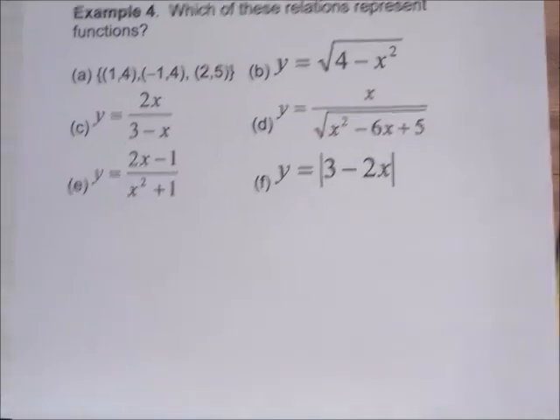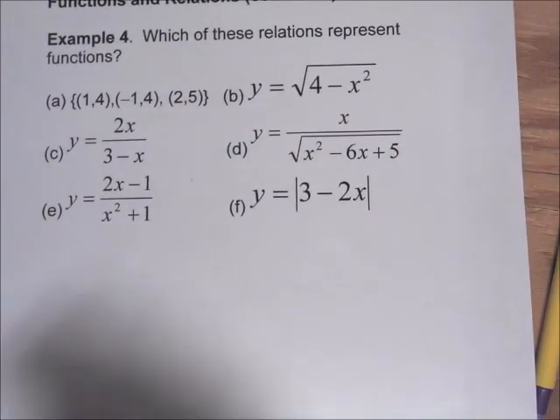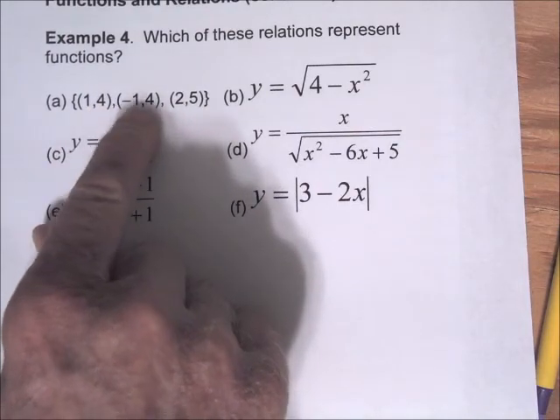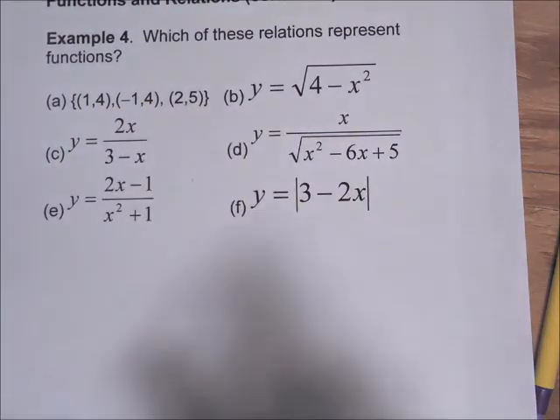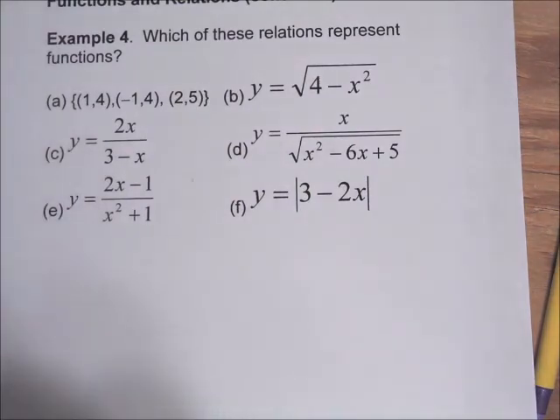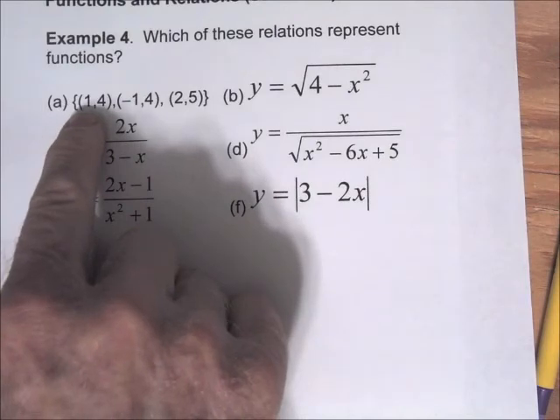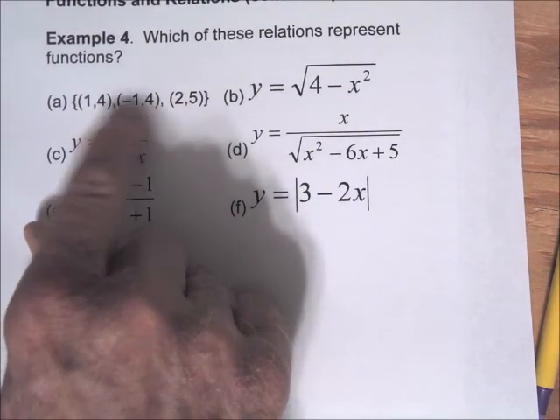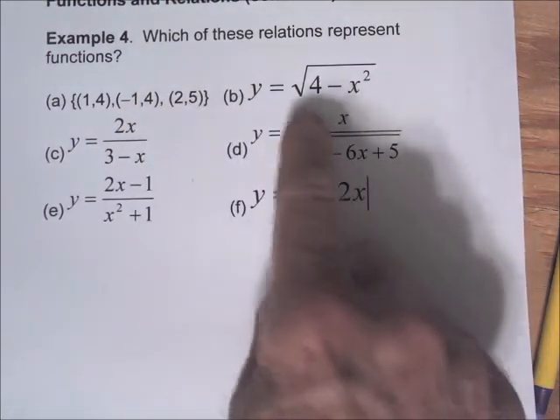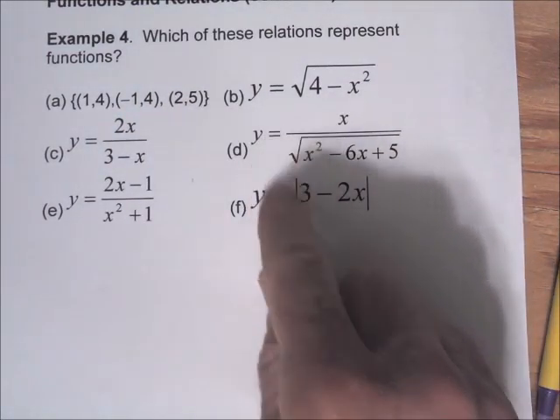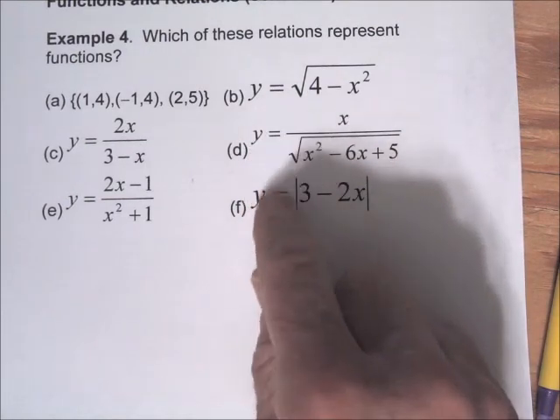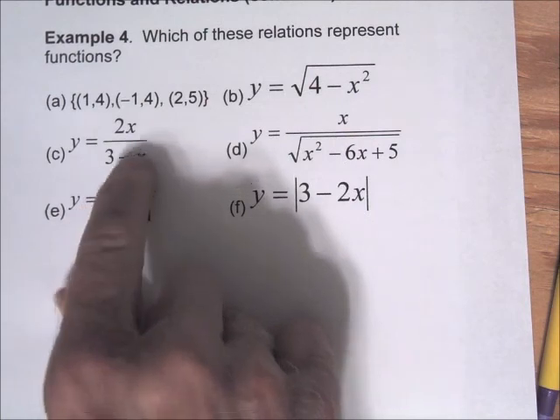Okay, so which of these relations represents functions? We have one that's defined by a set of ordered pairs, 1, 4, negative 1, 4, 2, 5. The other ones are defined by equation. And the answer is they're all functions. In part A, each x-coordinate appears only once, so that means it's a function. And the other ones, we all have y by itself. So you have y equals, that means there's only one formula for y. You have y by itself equals some expression involving x.